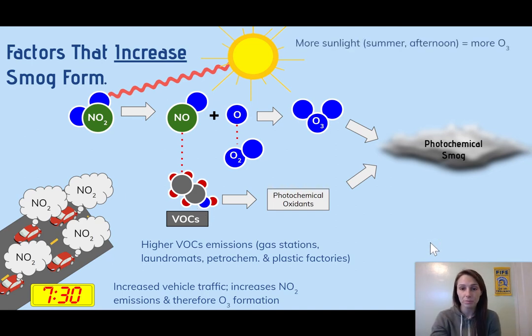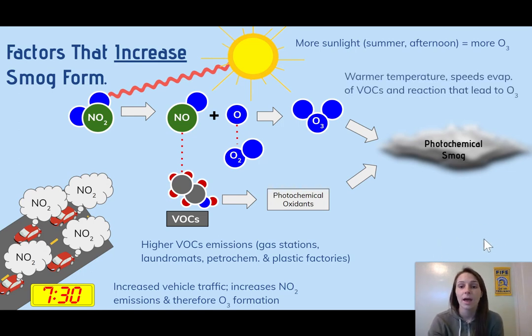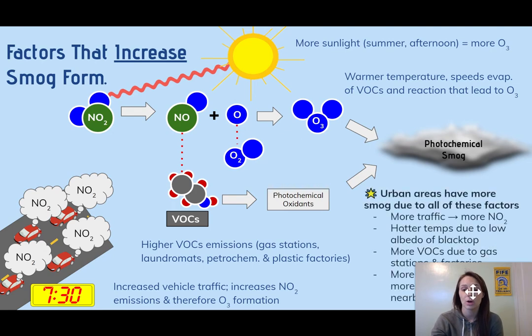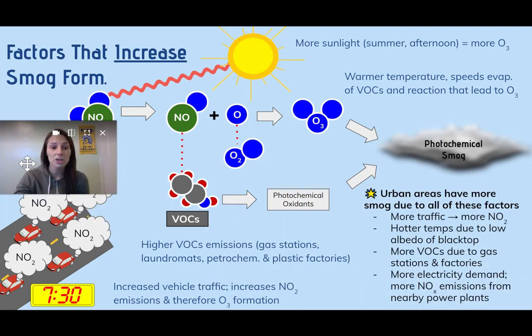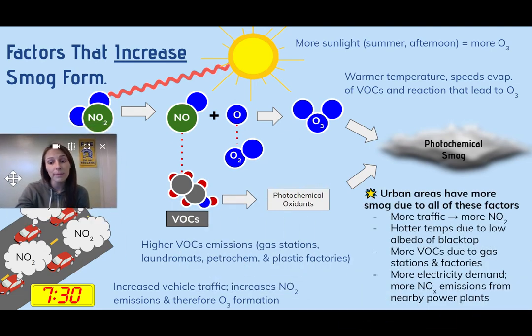And the photochemical smog comes from it. More sunlight, which happens in the summer and the afternoon, also leads to more ozone. Warmer temperatures are going to speed up the evaporation of the VOCs and the reactions that lead to that ozone. So what we actually end up seeing is that urban areas have much higher levels of photochemical smog, because all these factors happen a lot in urban areas.